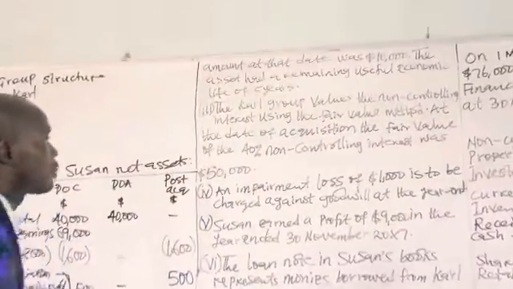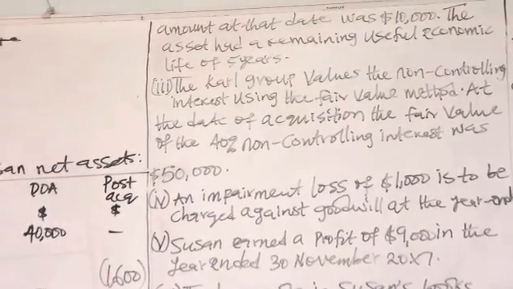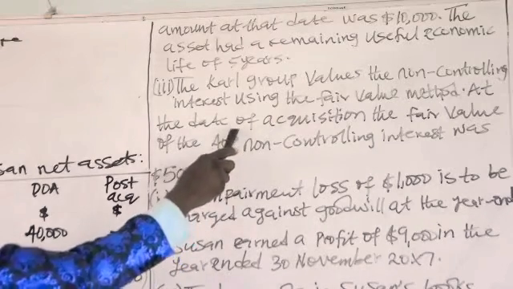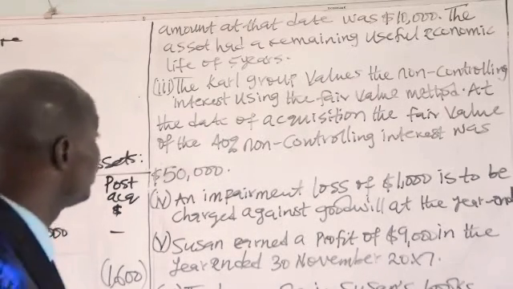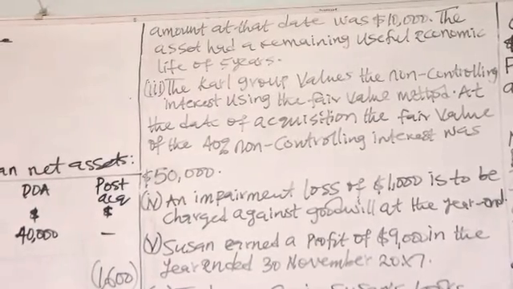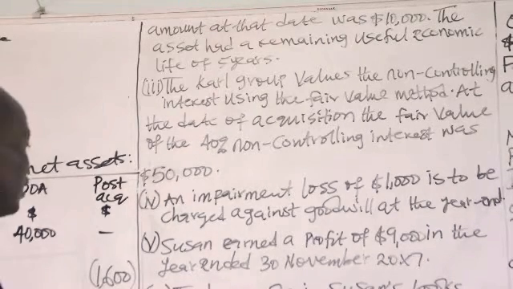Note 3. The car group values the non-controlling interest using the fair value method at this date, at the date of acquisition. The fair value of the 40% non-controlling interest was 50,000. That is the fair value of non-controlling interest, which will be used when valuing our goodwill and when we are valuing our non-controlling interest.